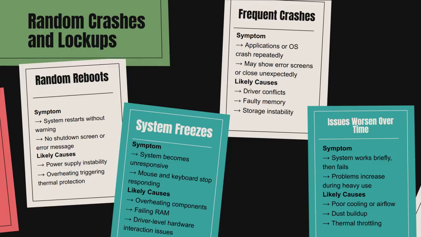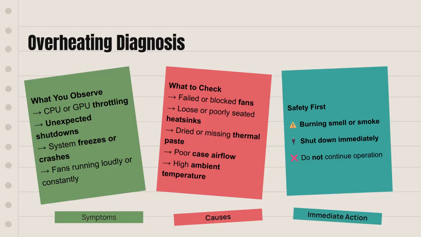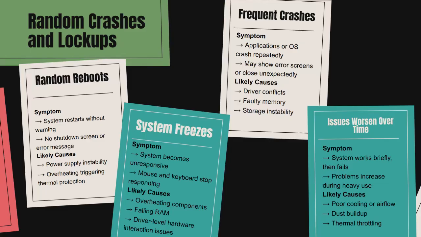Now, system instability, random crashes and lockups. Random reboots, freezes, and crashes are often caused by overheating, unstable power, or failing components. Always identify patterns, and problems that worsen over time often point to thermal issues.